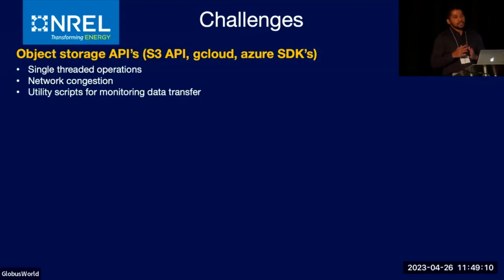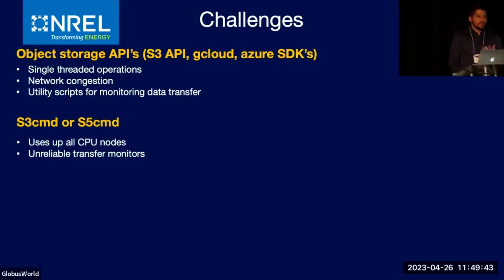But most of these operations are single-threaded. So let's say if you want to start multiple concurrent transfers, then you have to instantiate multiple client sessions, let's say using Boto3. This creates an additional overhead on the network, and it can create significant congestion there. In addition to this, you have to write some utility scripts for monitoring your data transfers. And this process can be very time consuming if you're dealing with a large amount of data sets.